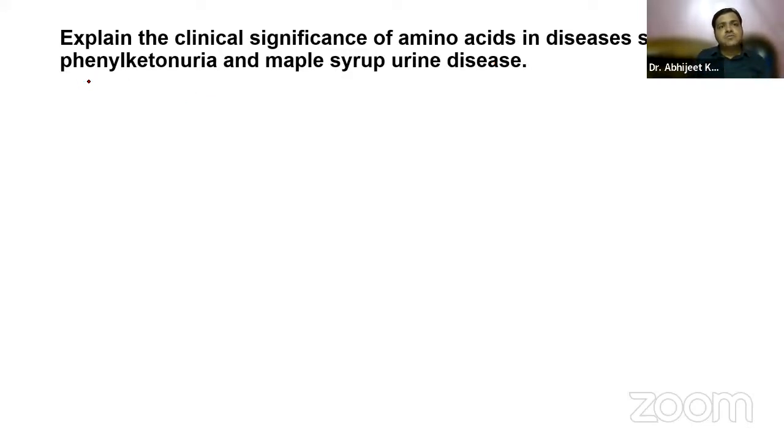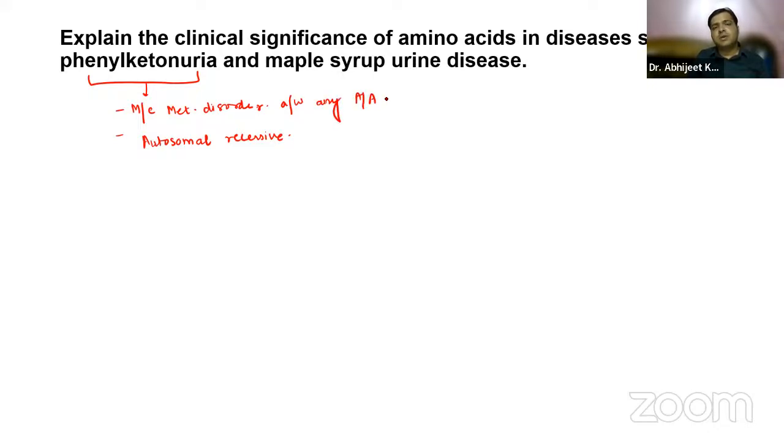Now, when I say phenylketonuria, you have to remember it is the most common metabolic disorder associated with any amino acid, guys. Remember, this is an autosomal recessive condition. Now, what is the biochemical defect, guys?